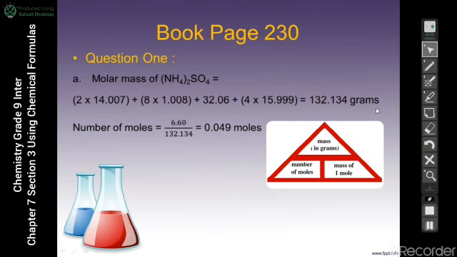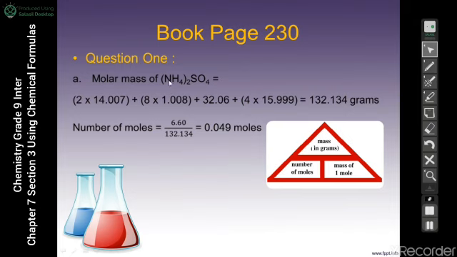Now we are going to solve the practice on page 230 in your books. Question 1. How many moles of compounds are there in the following? So he asked about the number of moles. The number of moles equals the mass over the molar mass. So the first step is to calculate the molar mass. Calculate the molar mass for (NH4)2SO4.